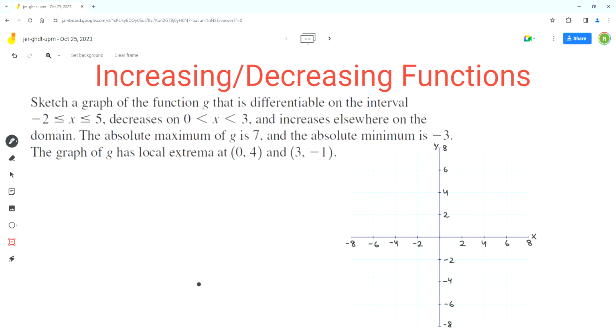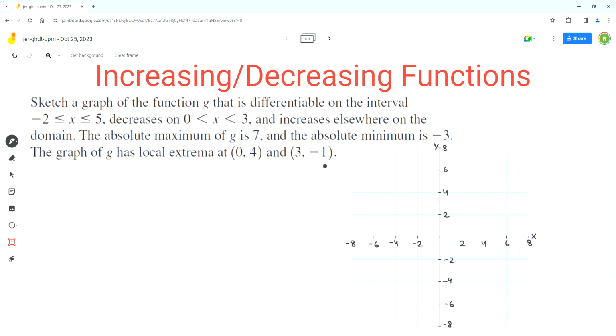So in this video, we'll sketch a graph of a function based on the concepts of derivatives. As per the problem, sketch a graph of the function g that is differentiable on the interval -2 to 5, decreases on the interval 0 to 3, and increases elsewhere on the domain. Now the absolute maximum of g is 7 and the absolute minimum is -3. The graph of g has local extrema at (0, 4) and (3, -1).